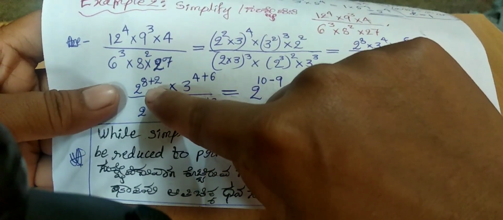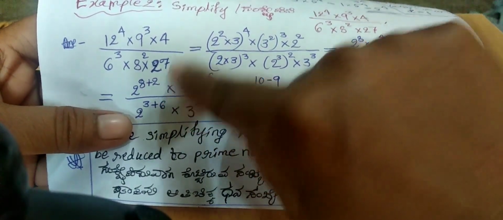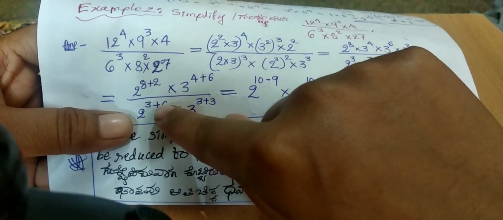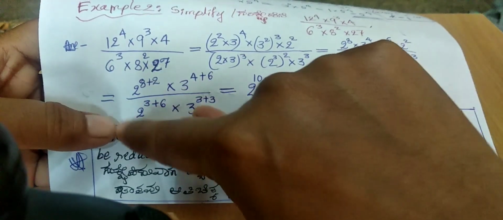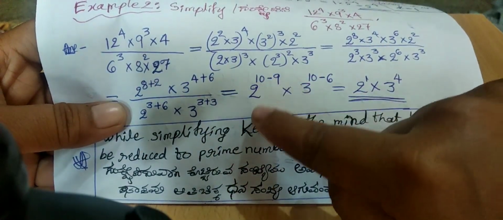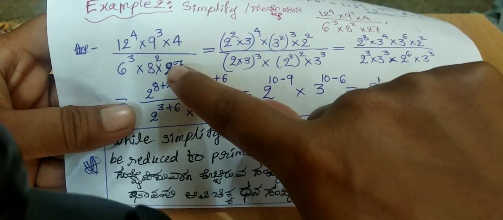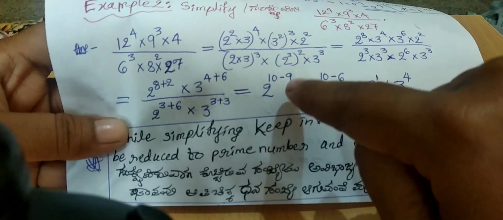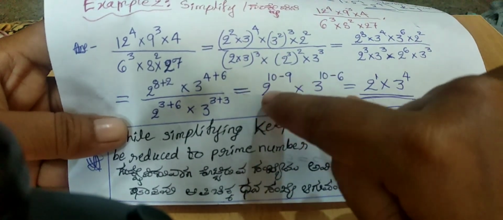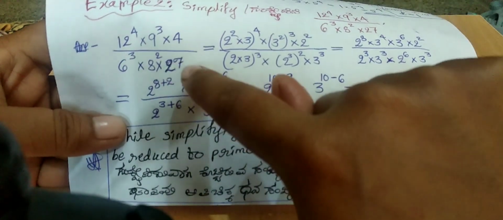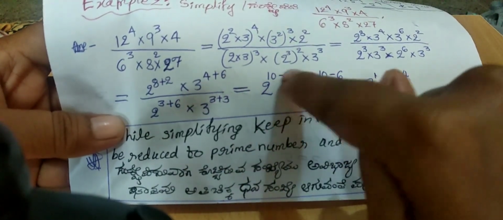2 to the power 8 plus 2 is 2 to the power 10, and 2 to the power 3 plus 6 is 2 to the power 9. See, with the two based numbers, I have chosen a to the power m divided by a to the power n. It is in the denominator, which means it is dividing. a to the power m divided by a to the power n is equal to a to the power m minus n. So 10 minus 9 we got here.